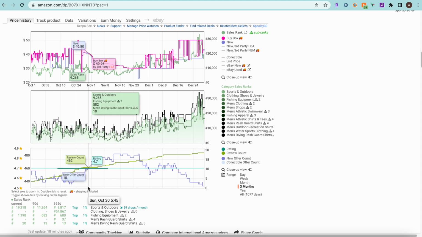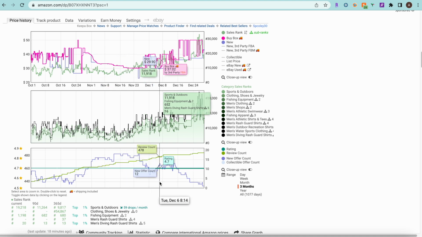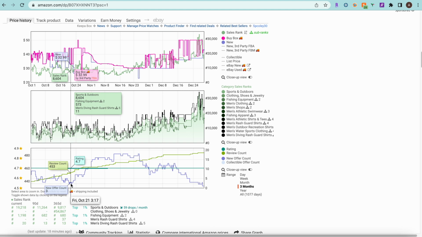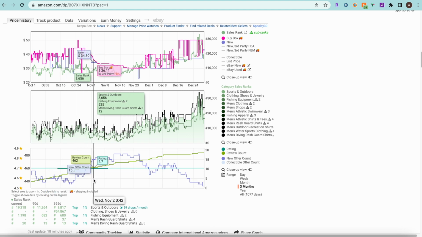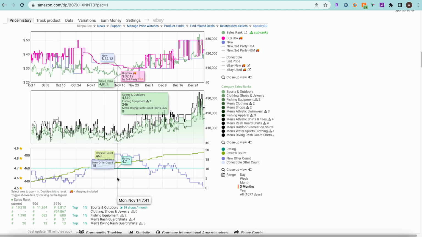So we're going to look for spikes in the offer count and we're going to look for drop-offs in the offer count and see what the price action does. We can see back in October that we only had two or three sellers on the listing, and then within the next couple of weeks we were up to 18.